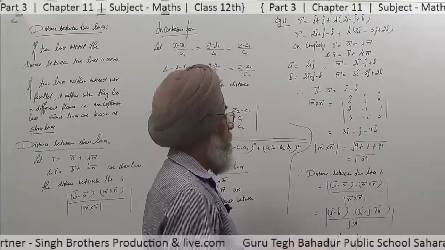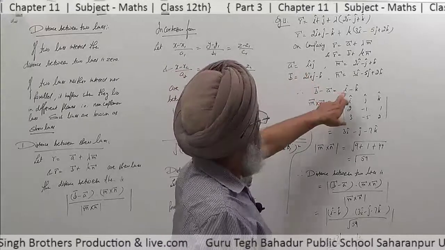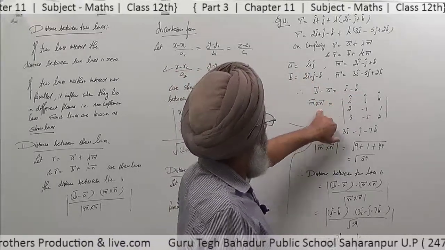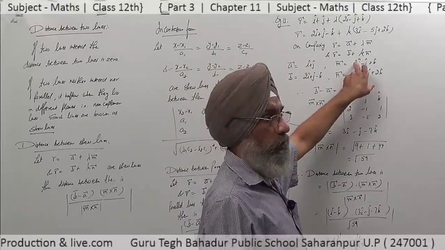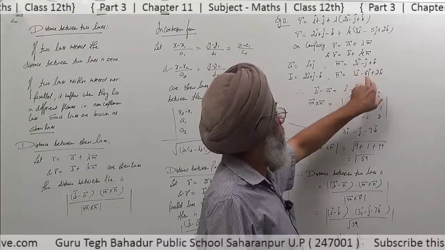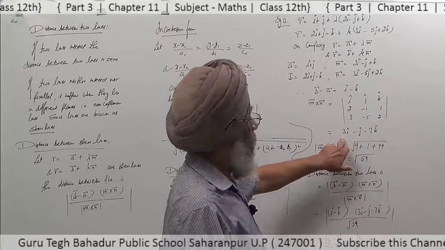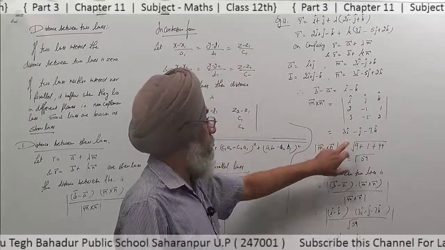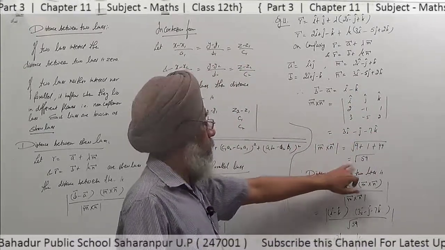First we find b minus a, the difference of these two, which gives i minus k. Then m cross n, using the coefficients of i, j, k in m and n, that is 2, minus 1, 1, 3, minus 5 and 2. Solving we get 3i minus j minus 7k. Its magnitude is given by root of 59.